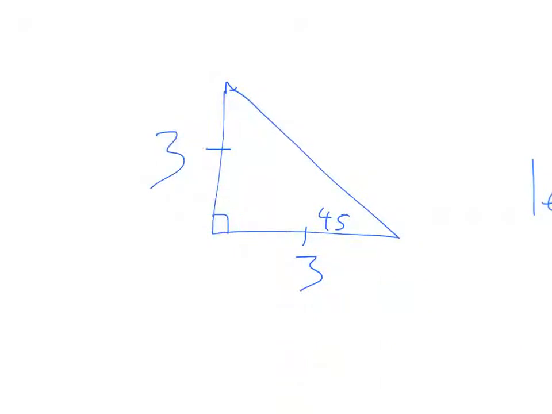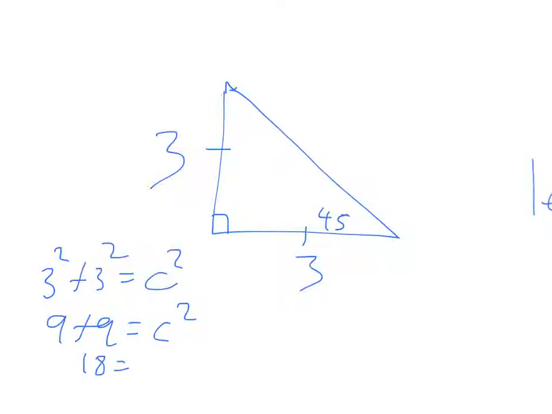And we could do the Pythagorean theorem. We could say 3 squared plus 3 squared equals c squared. 9 plus 9 equals c squared, which is 18. Take the square root of both of those, and that c ends up equaling 3 radical 2.